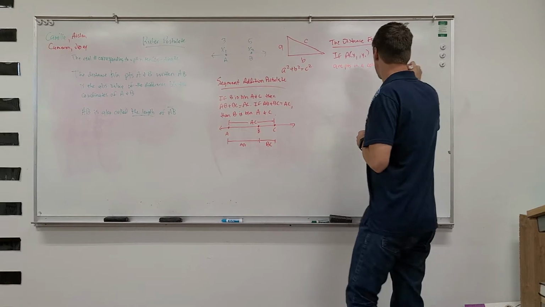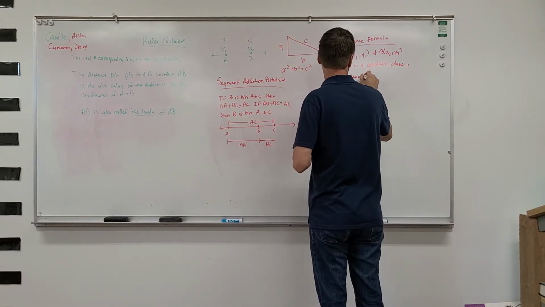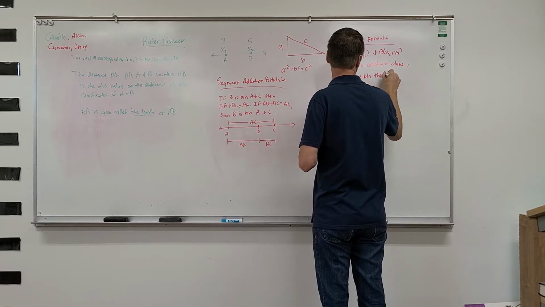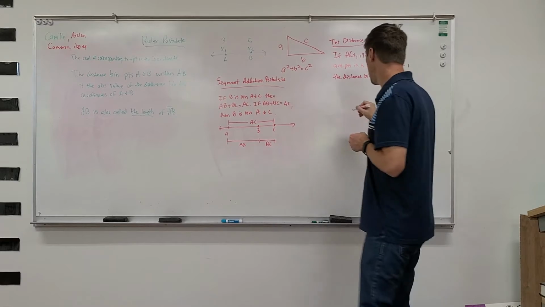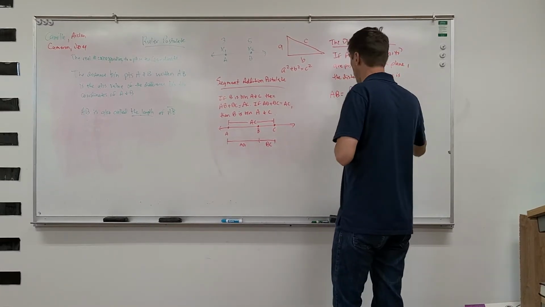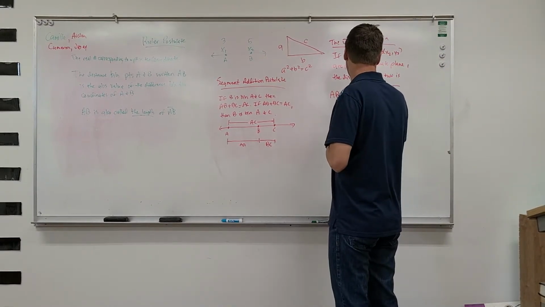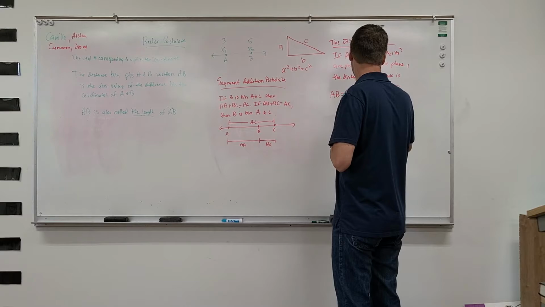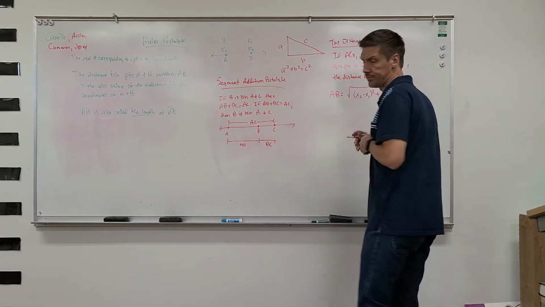The distance between the two is represented by this equation. AB equals the square root of (x2 minus x1) squared plus (y2 minus y1) squared.